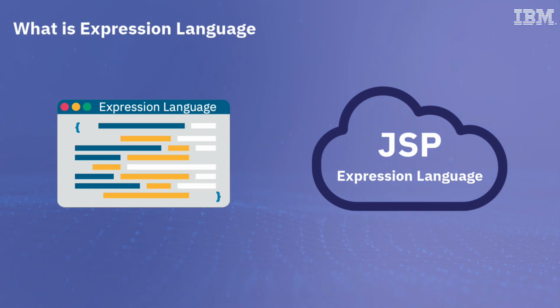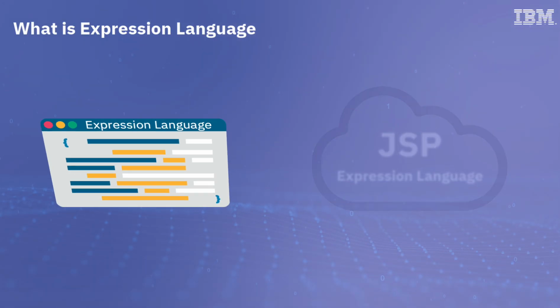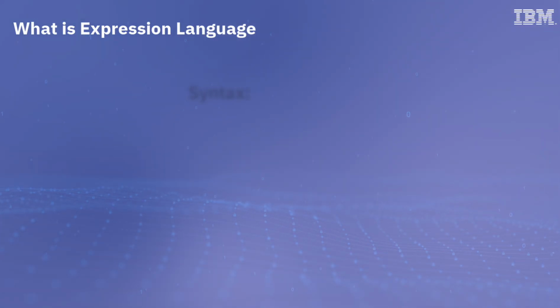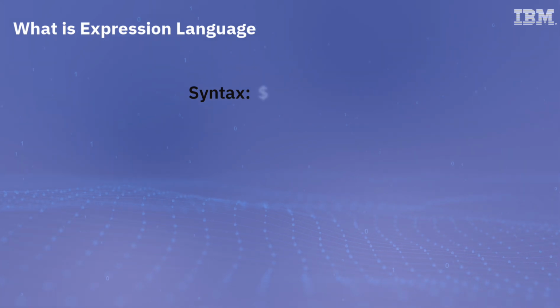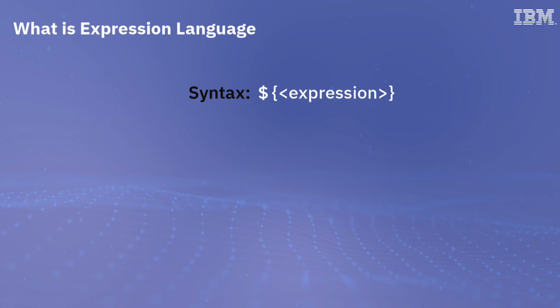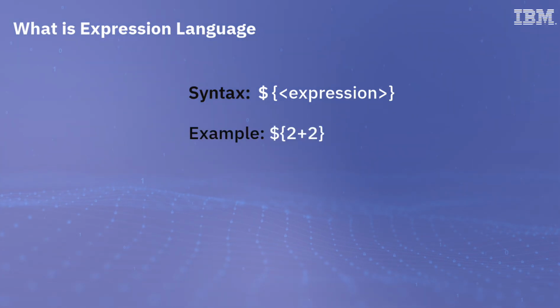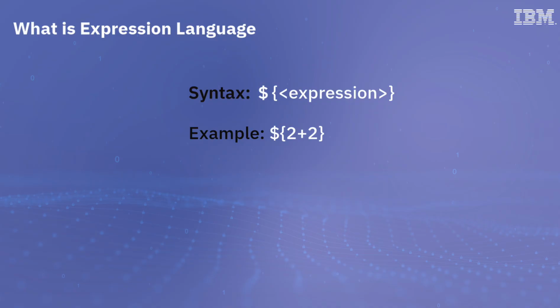Now that you understand what expression language is, let's look at how it works. All expressions follow a simple and consistent syntax. They begin with a $ sign and are enclosed in curly brackets. Given is an example. This evaluates to 4. This structure allows you to define both numeric and string-based operations in a consistent way.